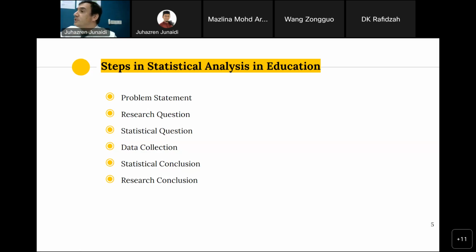Research conclusion is different than statistical conclusion. Research conclusion is about your research question and problem statement. You have to interpret the statistical significance in terms of practical significance. Is this statistical significance practical? Is it also practically significant? And what are the interpretations of that?